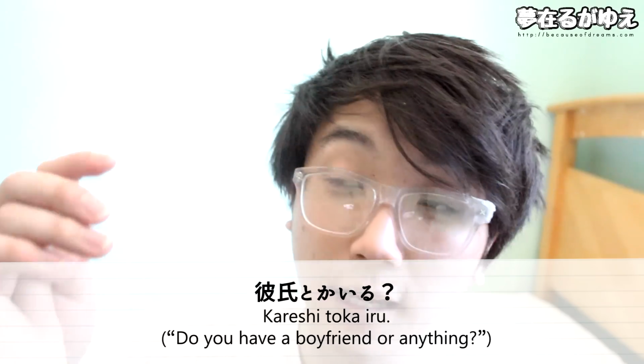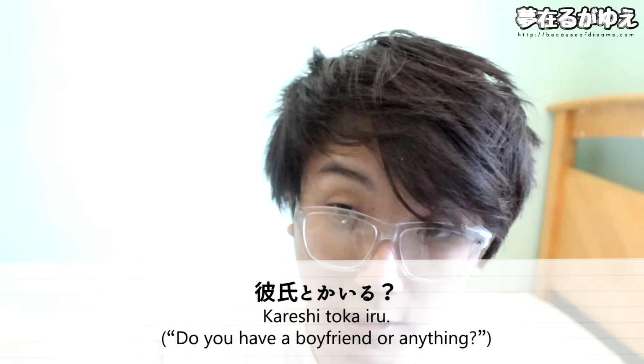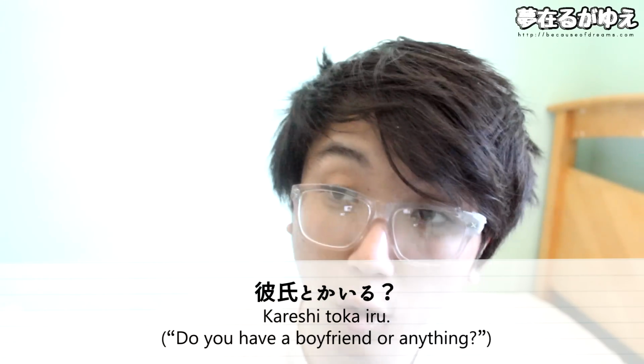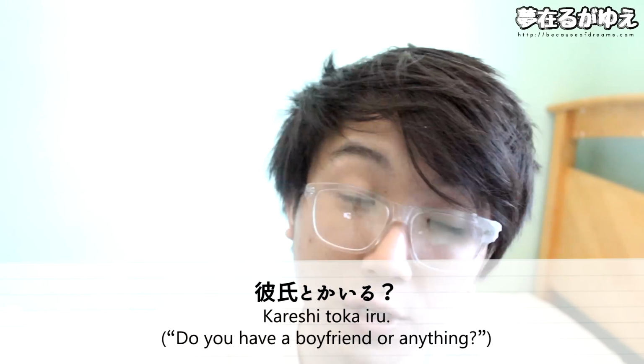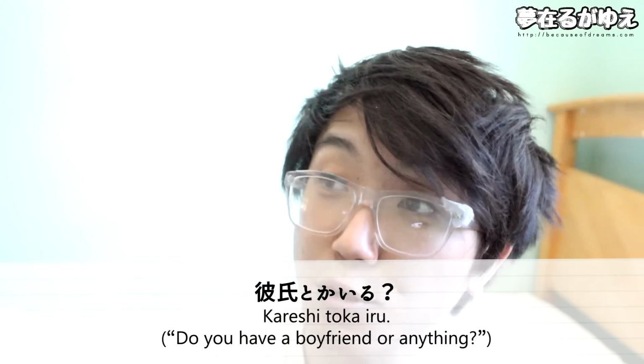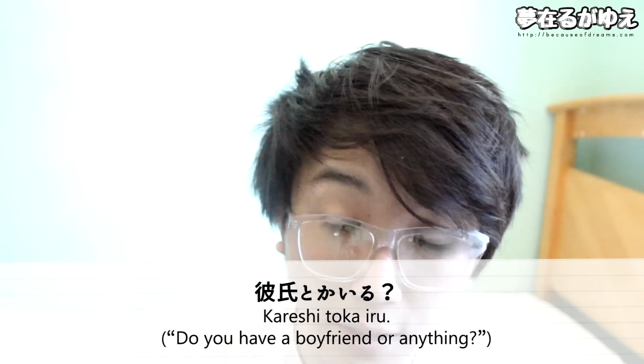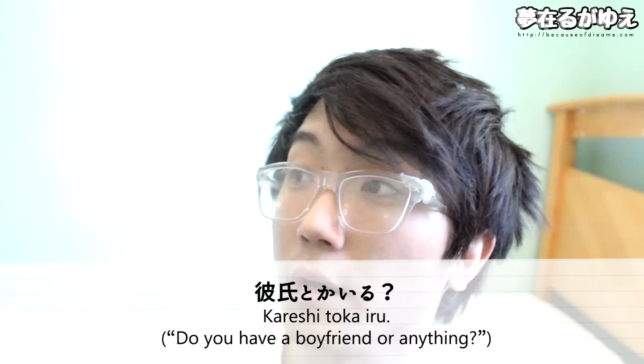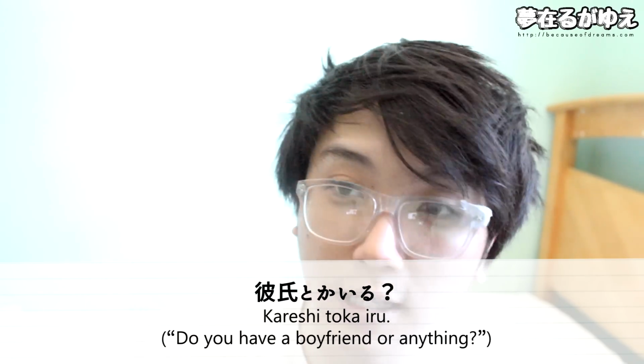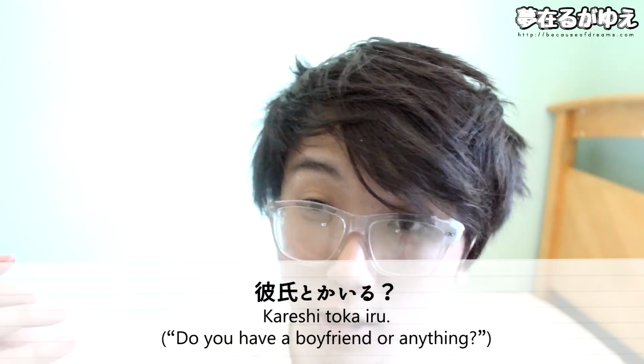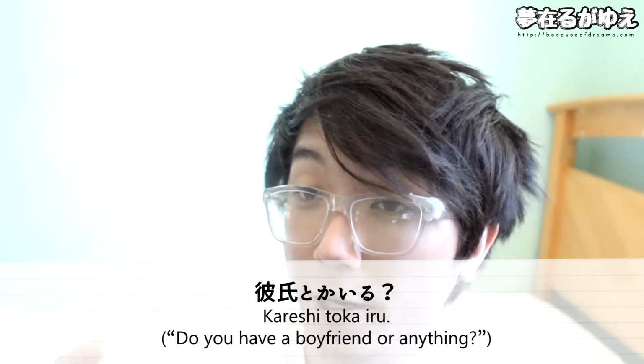If we take a look at the actual wording, we just have kareshi, which literally translates to boyfriend. We have toka, which is going to translate to or something, such as, in this case, we're going to naturalize it to or anything, and then iru is going to mean to be. So is there a boyfriend or anything? And that's going to more naturally turn into the English, do you have a boyfriend or anything?